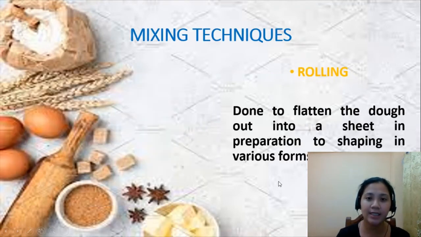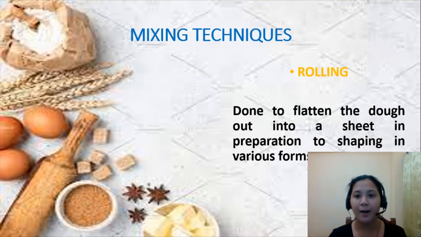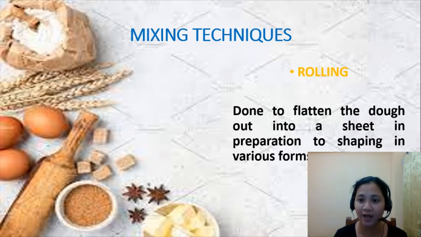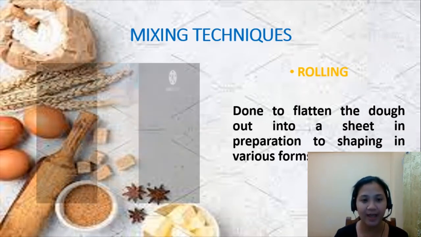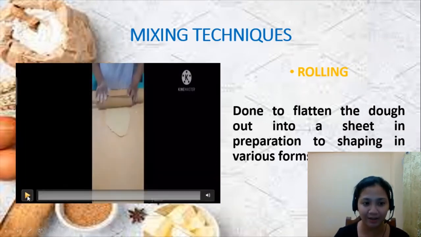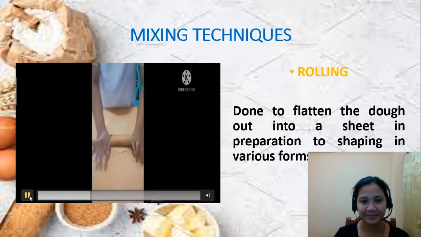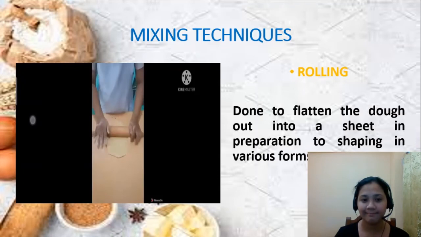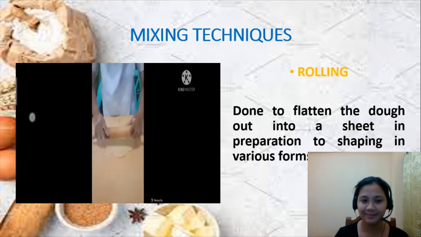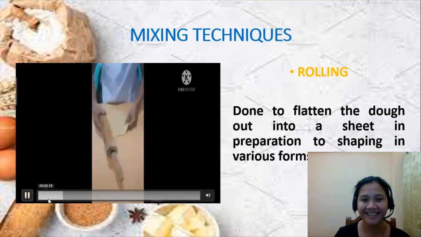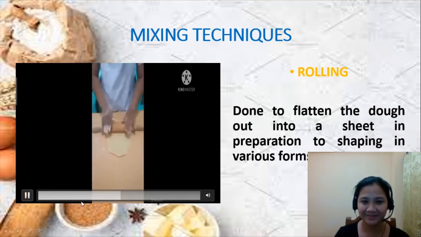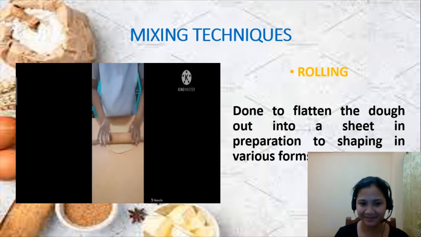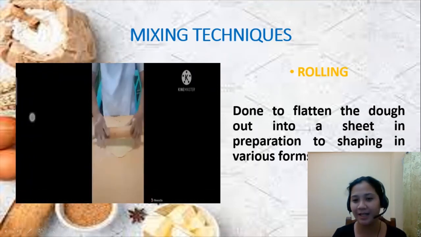Next basic technique is rolling. For rolling, we use a rolling pin. The rolling technique is done to flatten the dough out into a sheet in preparation for shaping in various forms. So this is how rolling has to be done. Okay, so the rolling pin is a very useful tool in our mixing techniques.